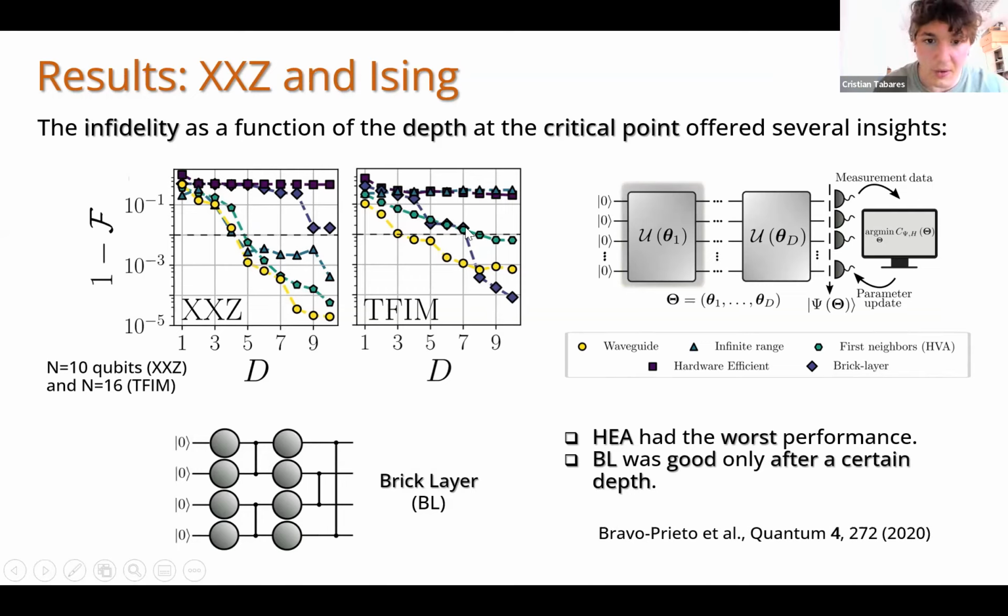This means that these ansatzes reach good fidelities, for example 10^-4, but you need to stack a lot of quantum operations. And in general, this will not survive when you include noise.